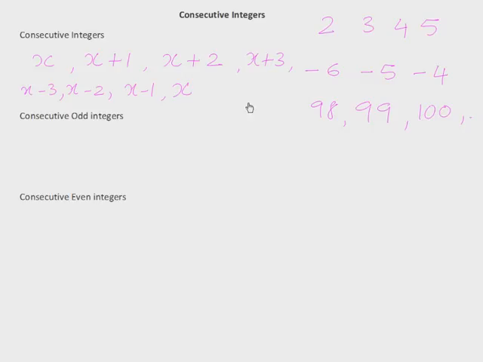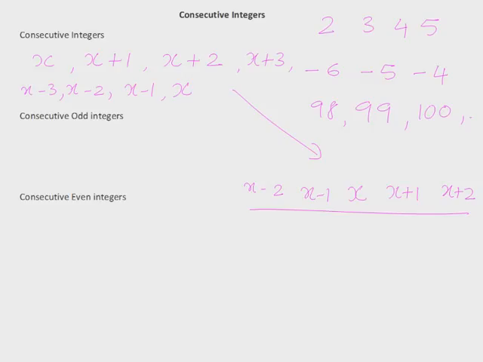I could of course mix and match, and I could say my middle integer is x, so the one before it is x minus 1, the one after it is x plus 1, and the one before that is x minus 2, and the one after this is x plus 2. So these 5 integers are also consecutive integers. My choice of where x is and whether I move left or right depends on the nature of the question. It's useful to use one or the other depending on the wording of the question.